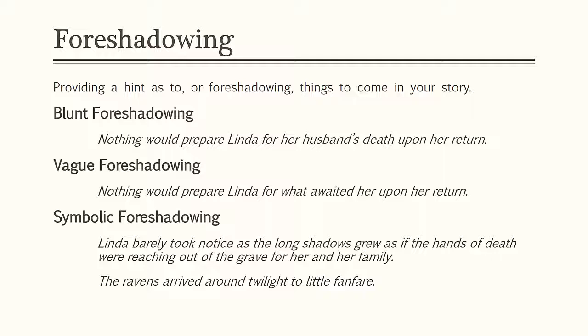Consider: Linda barely took notice as the long shadows grew as if the hands of death were reaching out of the grave for her and her family. Oh my, that's kind of symbolic. I mean, they're just shadows at this point, but we have the hands of the grave coming out. And then what about this one? The ravens arrived around twilight to little fanfare. Now, these are both symbolic ways of suggesting that something bad is going to happen. So there's a symbolic foreshadowing that you can do too.